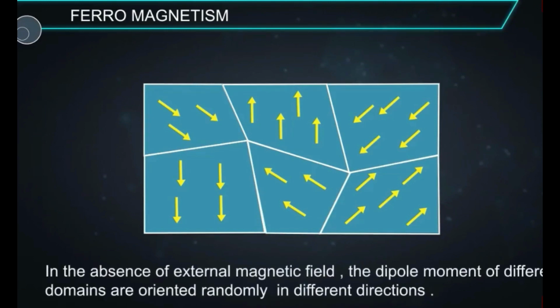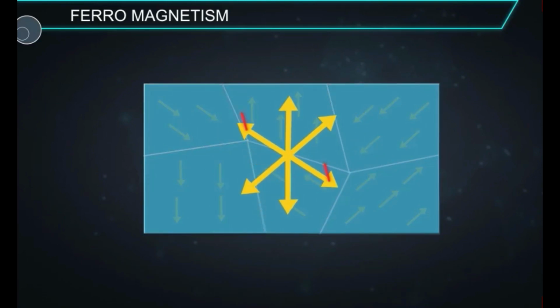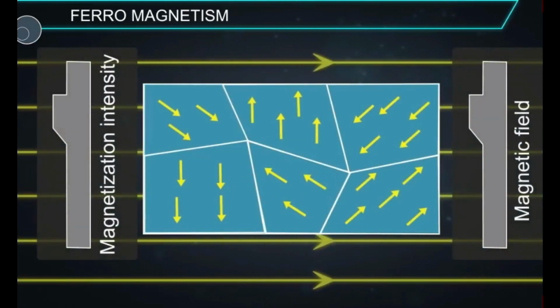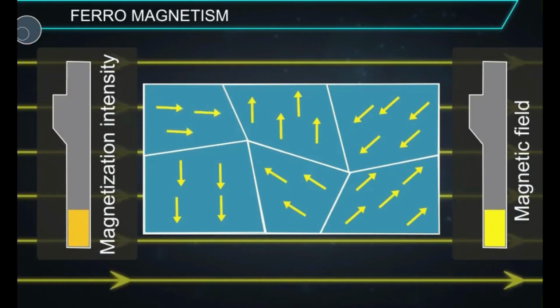In the absence of an external magnetic field, the dipole moments of different domains are oriented randomly in different directions. The dipole moment of one domain cancels the dipole moment of other domains, so that the net magnetic moment of the entire material is zero. In the presence of an external magnetic field, the domains start to align in the direction of the applied field. The magnetization intensity becomes non-zero.